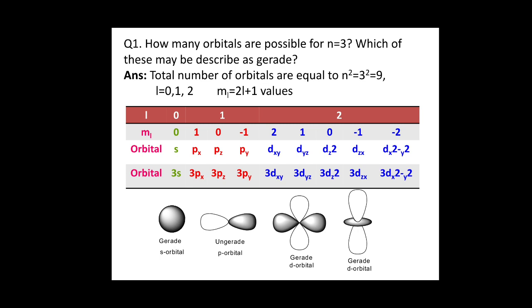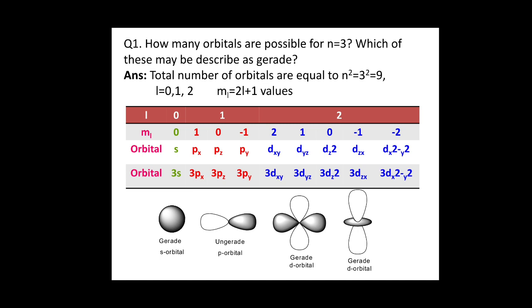Now, s orbitals have a center of inversion, so they are gerade. P orbitals do not have any center of inversion, so they are ungerade. D orbitals again have a center of inversion, so they are known as gerade. There are two different kinds of d orbitals, whose forms look different, but both are gerade.